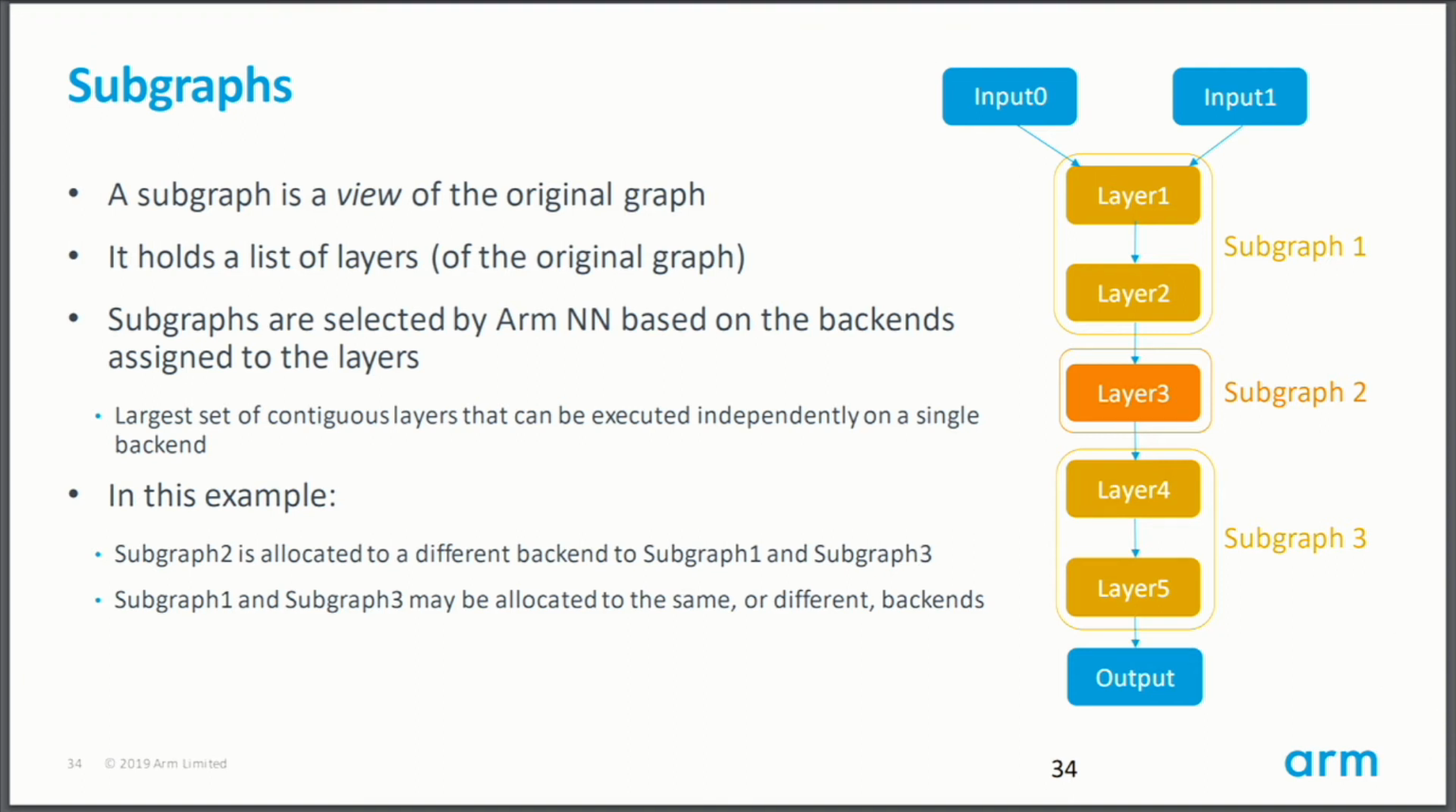We have layer 1 and layer 2 assigned to subgraph 1 because they're assigned to the same backend. We have subgraph 2, which has just got layer 3. It's assigned to a different backend. And we've got layers 4 and 5 in subgraph 3 because they're assigned to the same backend. Layers 4 and 5 may use the same backend as layer 1 and layer 2, or they may not. But if they are assigned to the same backend, we can't put them in the same subgraph because they're not contiguous in the graph, and so they have to be handled separately.